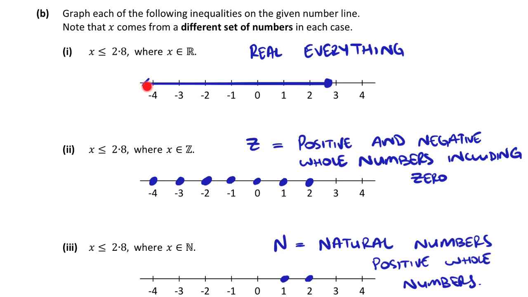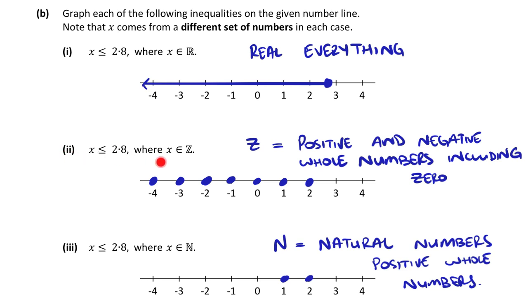So because it includes all these numbers, what we can do is go to 2.8, and we can draw a solid line going the whole way back, and it includes everything. So every number along that line represents x. In other words, if we had 0.2, 0.2 would satisfy a value for x. 1.4 would satisfy a value for x, and so on.